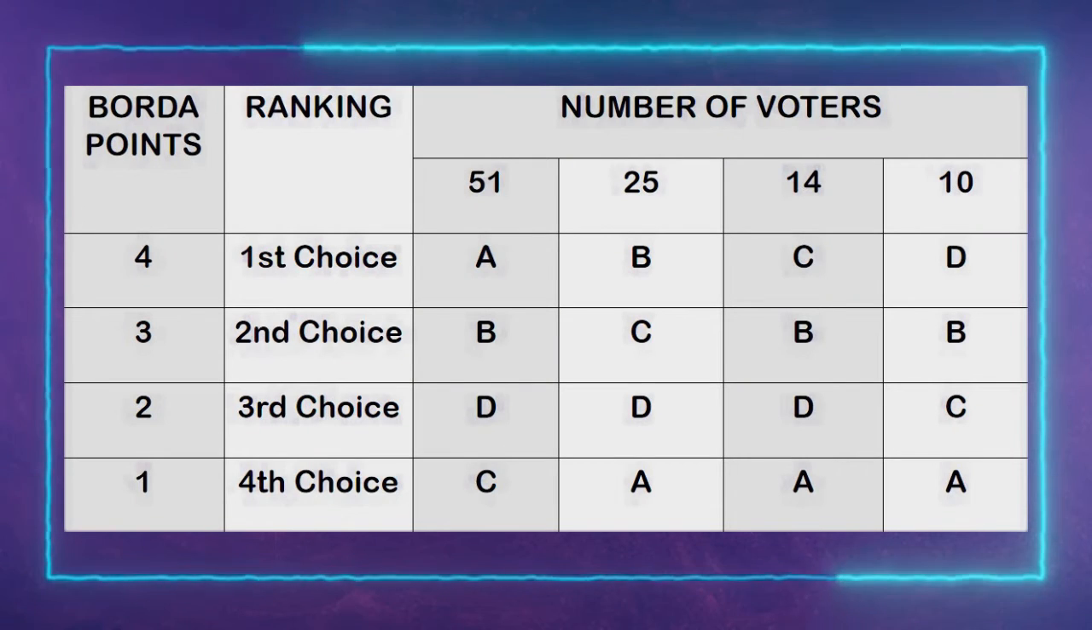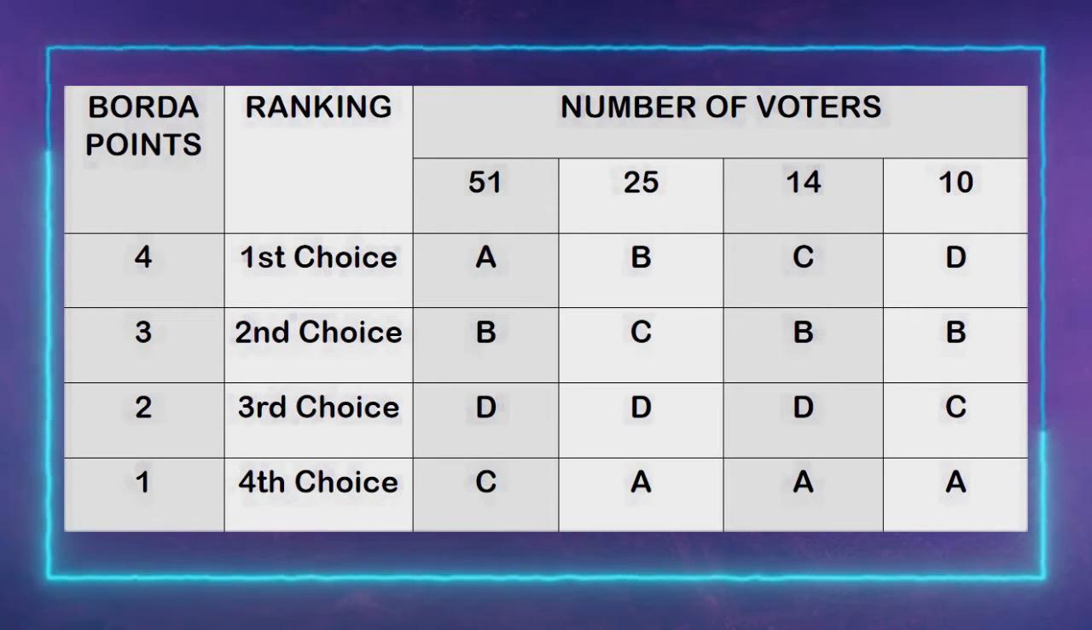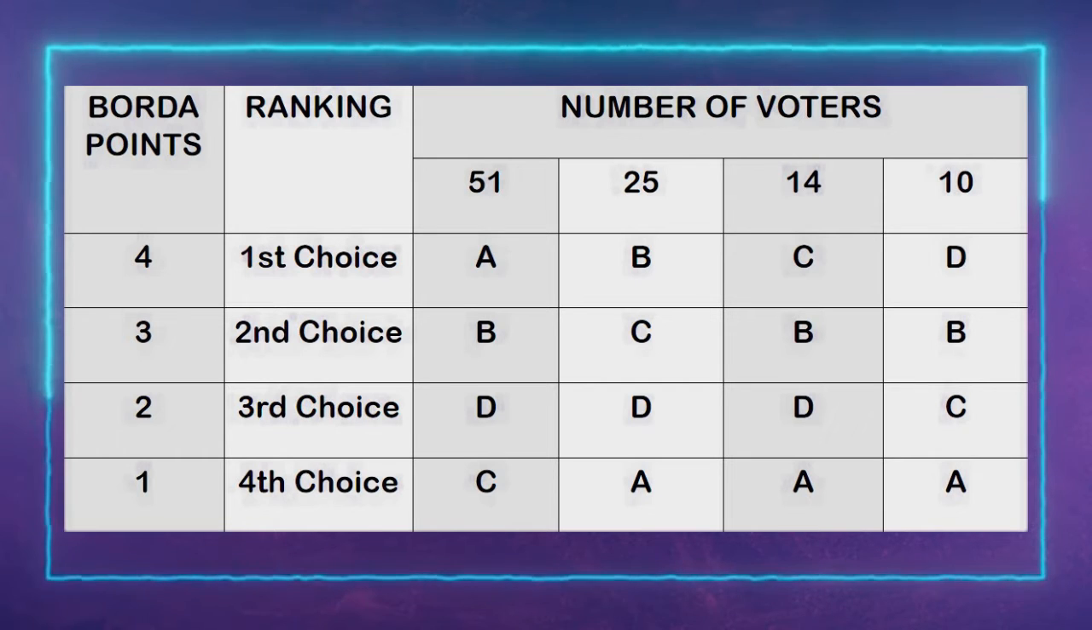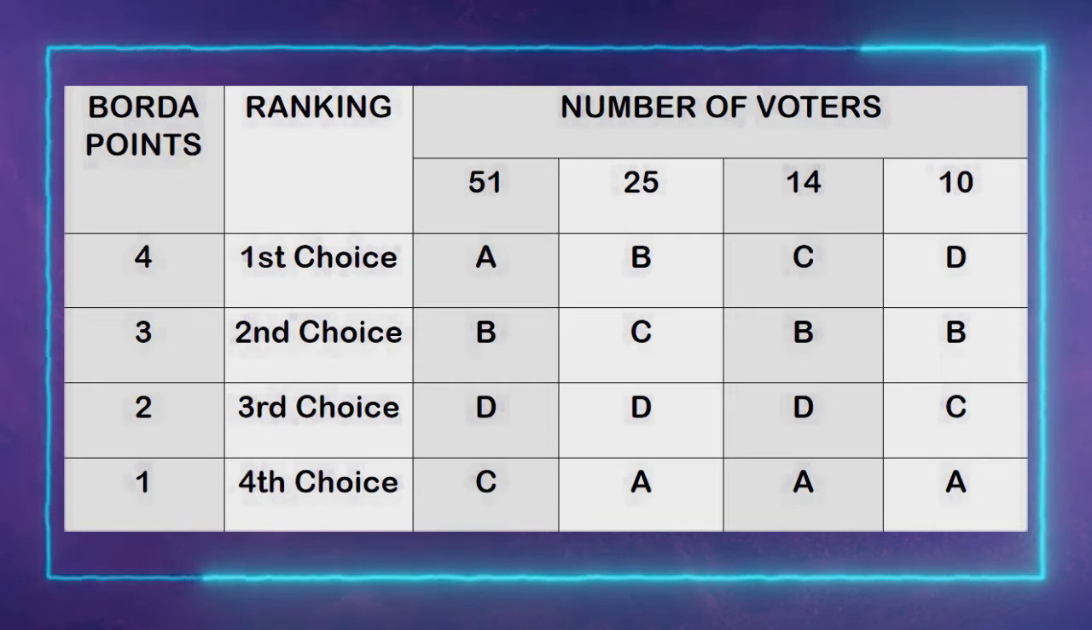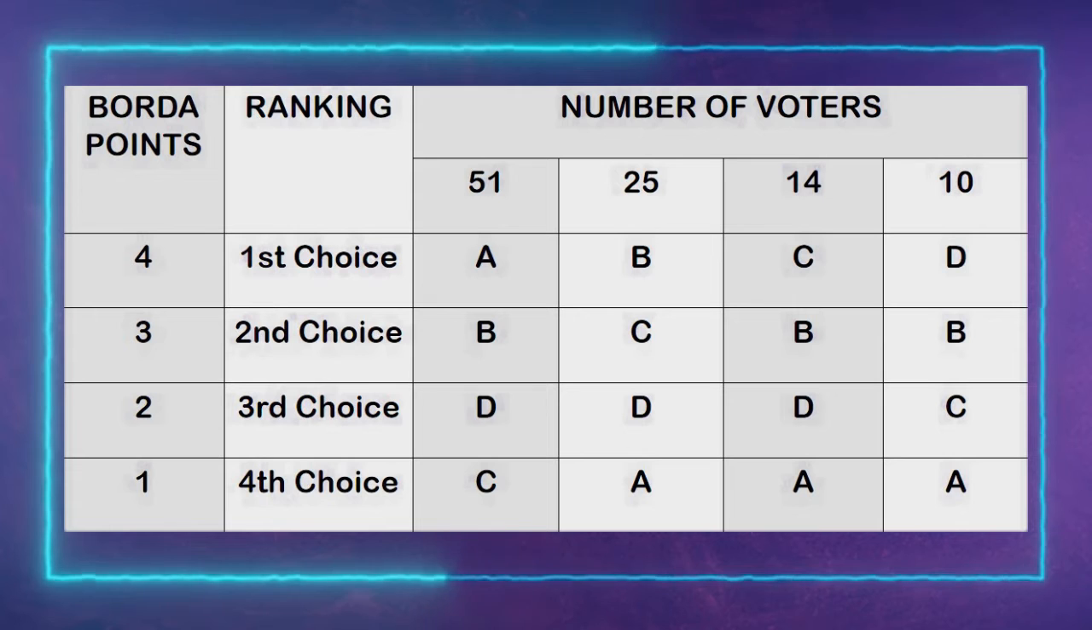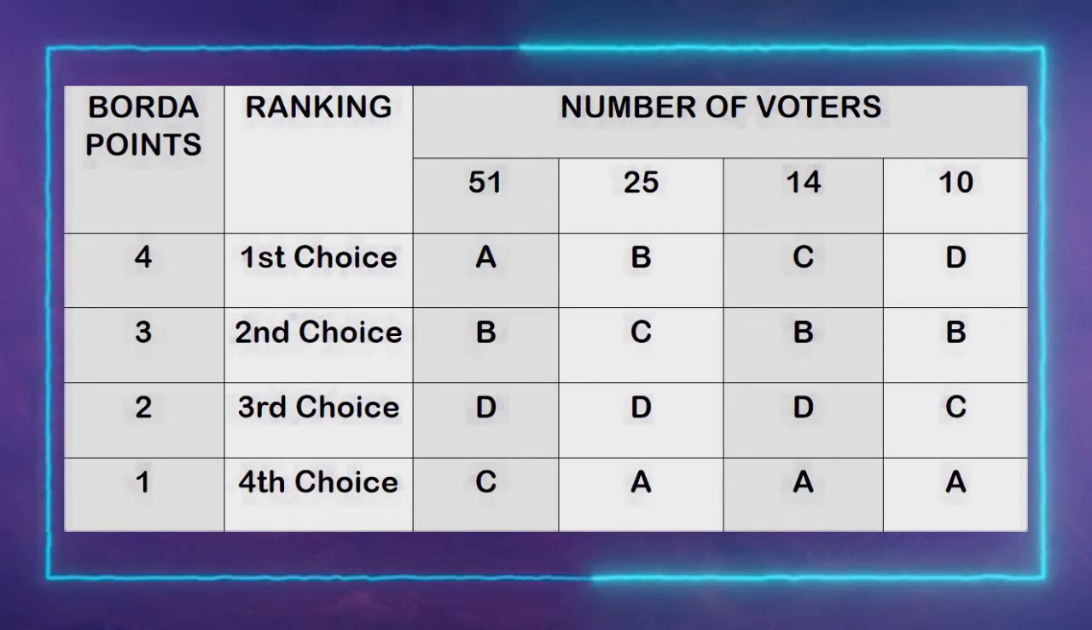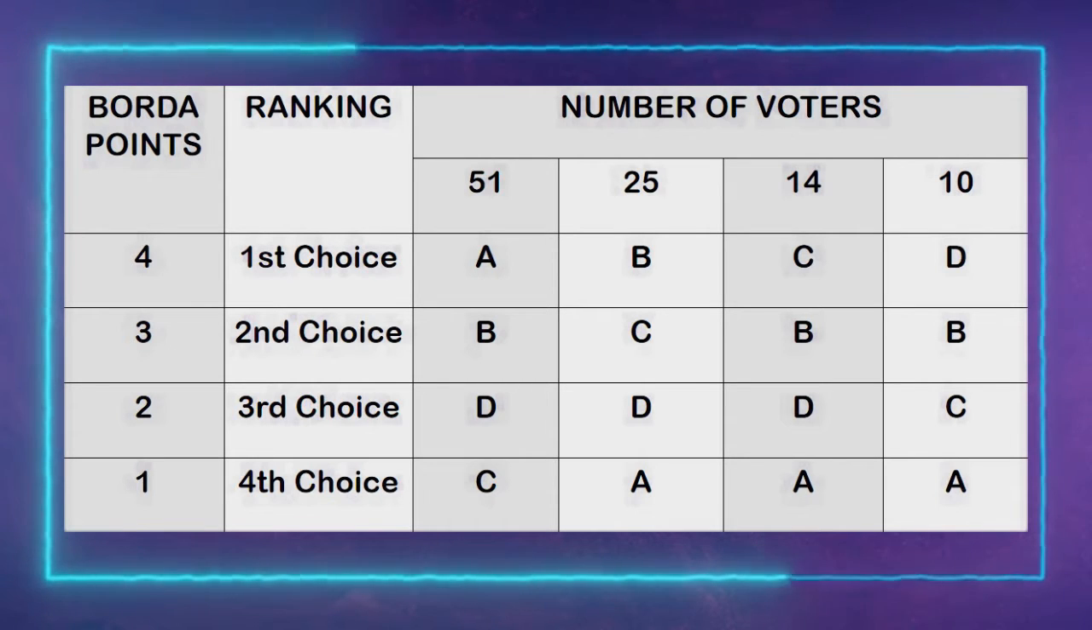So maybe you're wondering what these numbers indicate. These are the numbers of voters. So why are they divided into 4 categories? Because there are 51 voters who ranked the candidates in the same way, with the same sequence. So there are 51 voters who voted A, B, C, and D in the same manner.